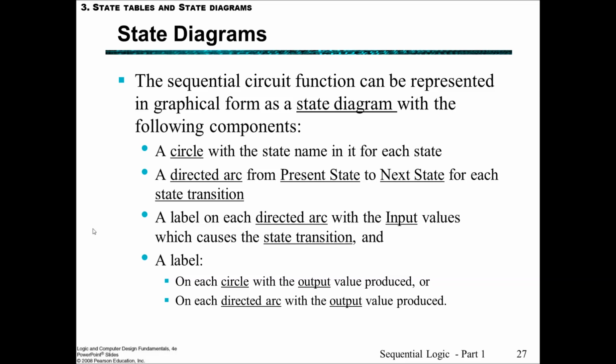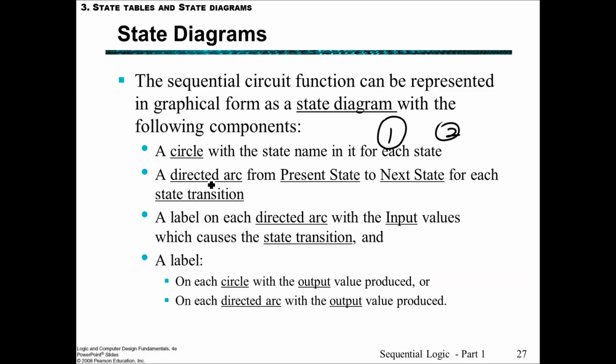Sequential circuits can also be represented in a graphical form called a state diagram. And a state diagram has two main types. One is Moore and one is Mealy, and we'll get to that in later slides. But state diagrams have the basic following components. They have a circle with the state name in it. We can call that either by numbers or by letters. So we can have state 1 and state 2.